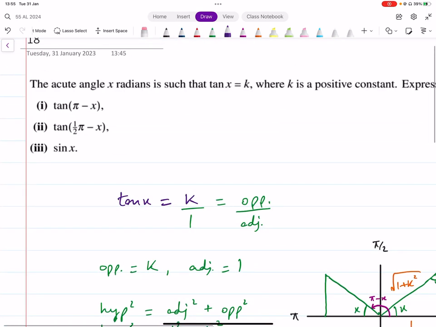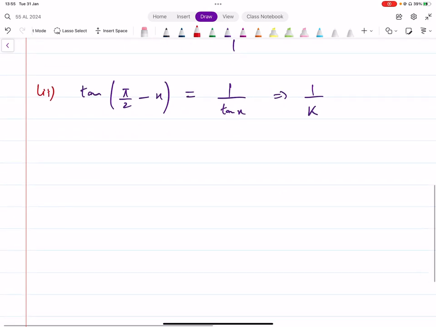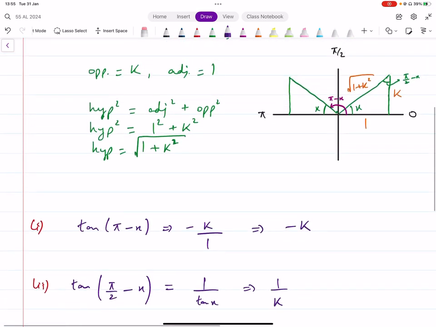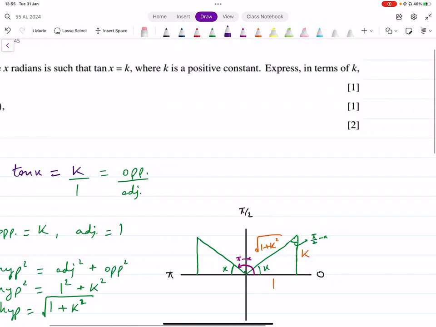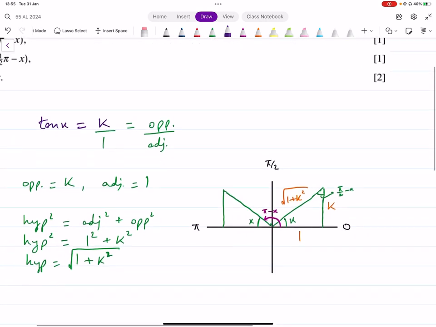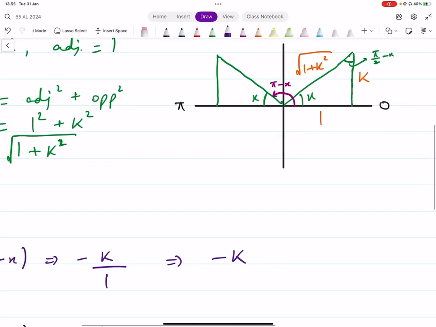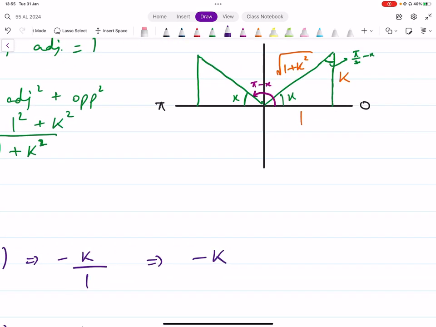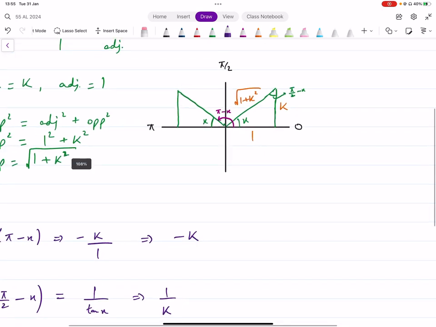Let's look at the last part now. Last part says find sine of x. Now this is 2 marks. अब इसके लिए तो मैंने सब कुछ किया हुआ है पहले. Sin x find करना है. We already have the length. Perpendicular, opposite, which is k, over hypotenuse, which is square root of 1 plus k square. So you just write that down directly.